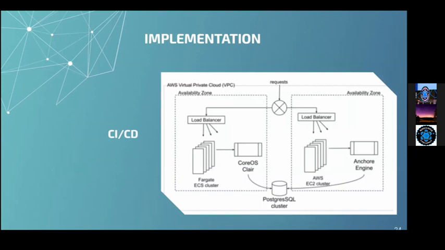So the implementation of the CI/CD architecture was made on Amazon Web Services. They first created a virtual private cloud for isolating the various resources from the Amazon ecosystem. Then they isolated the core operating system, Clair and Anchore Engine in each availability zone, and each one has a public subnet and a private subnet.